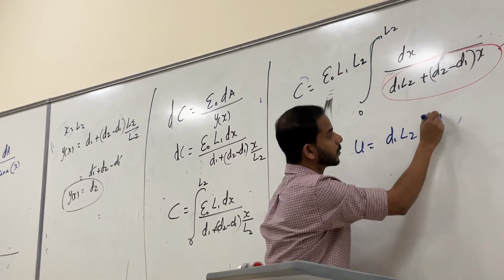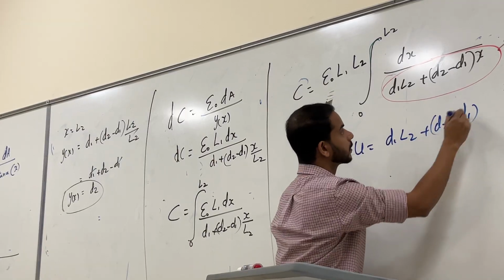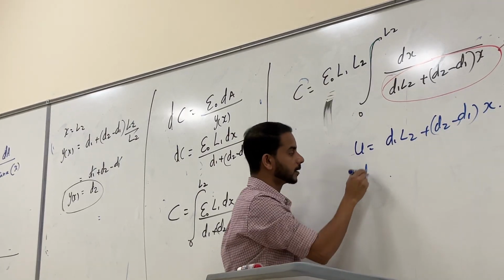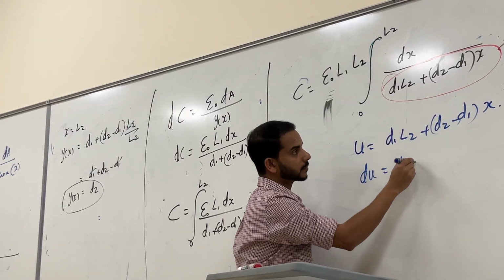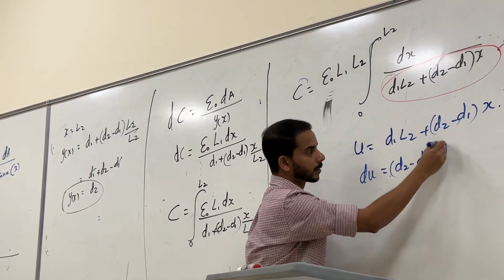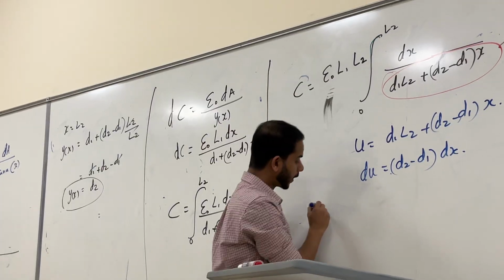So u is d1 L2 plus (d2 minus d1) into x. And what is the differentiation of this one? du is (d2 minus d1) dx, right? And what are the limits?